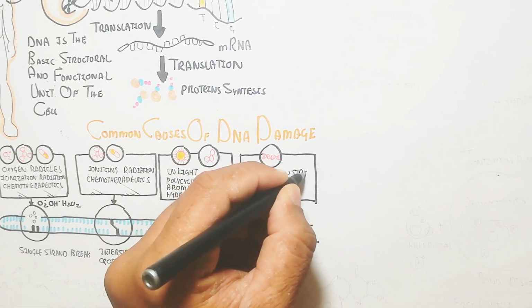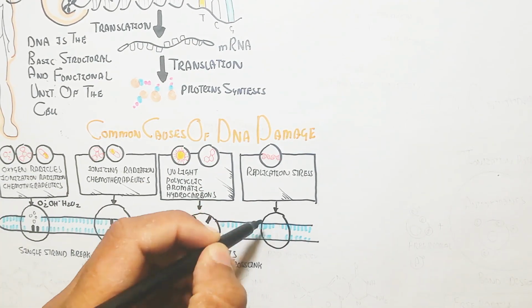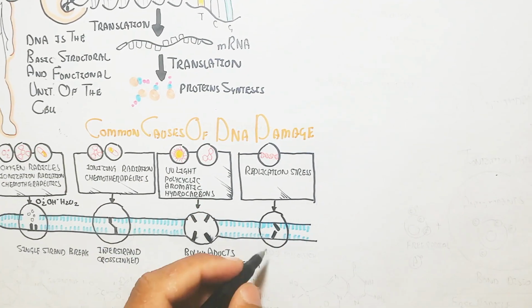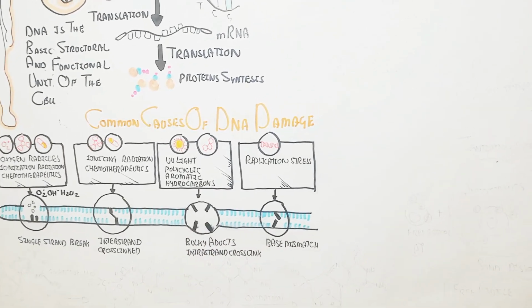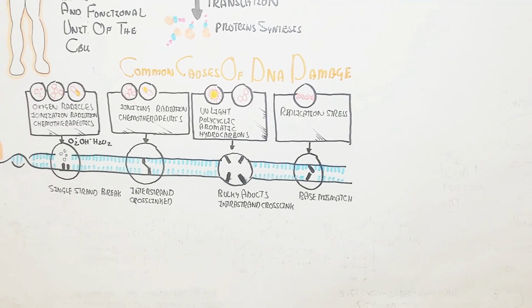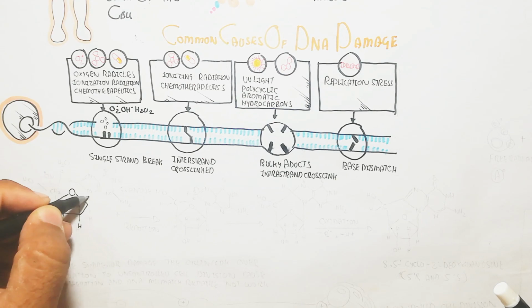The base mismatch is due to replication stress. Replication stress occurs during cell division. The DNA replication will be stressed, and in this way mismatch repair will not occur and the base mismatch will occur. Let's understand the process of DNA damage.